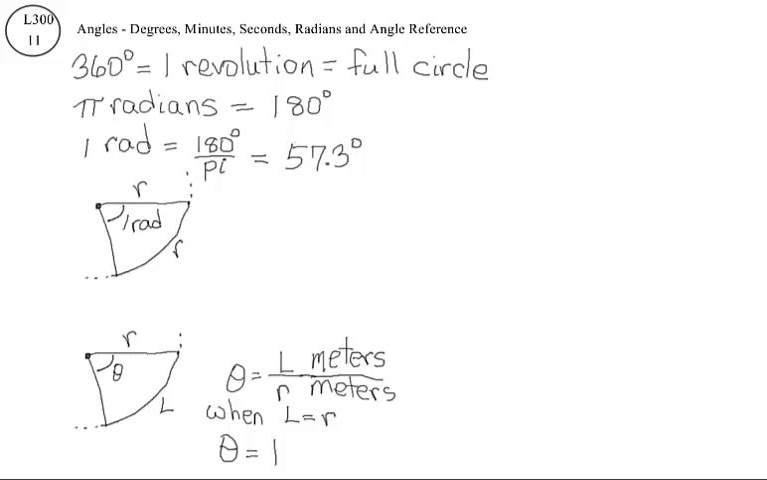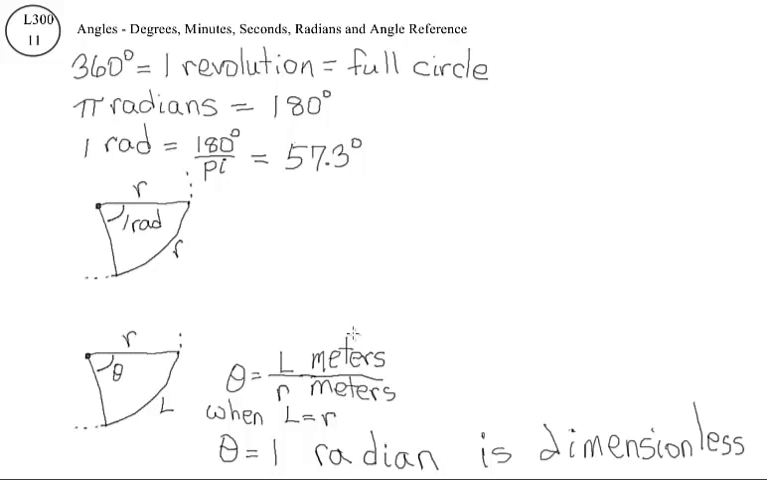And one thing more: the arc length and the radius, if they have the same units, then there are no units left. That's why the radian is considered dimensionless.